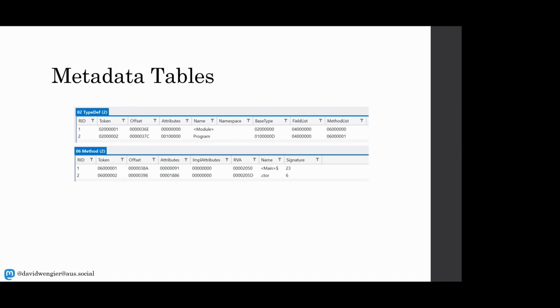So what's a metadata table? Well, the clue's in the name. It's a table, and you can think of it as a database table. In fact, you can think of your .NET assembly and the metadata in there as a relational database. There's even primary keys. Every row in every metadata table has a metadata token, which is essentially a primary key. If we look at the top table there, it is called the TypeDef table. That's the types defined in your assembly. It's got a bunch of rows, a bunch of columns.